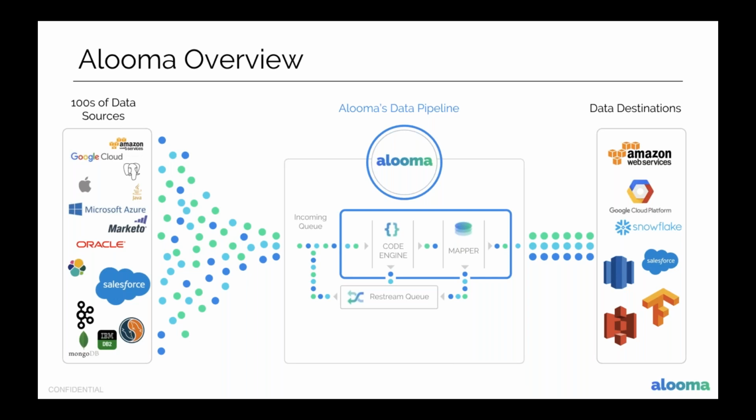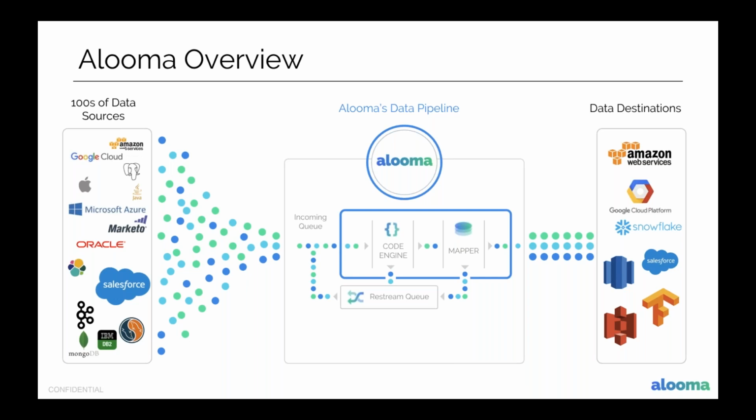So Alooma itself is a data pipeline as a service, the goal of which is to create one service that handles all of the data pipeline needs. It is able to ingest data from hundreds of different data sources. It is able to get that data into a message queue and make sure that no piece of data is getting lost.